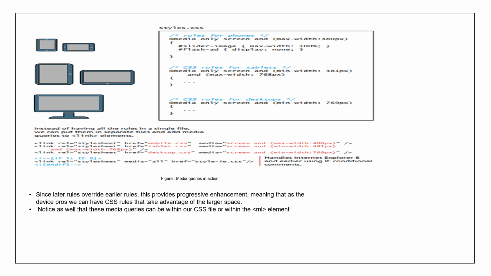The figure describes the media queries in action. Since later rules override earlier rules, this provides progressive enhancement, meaning that as the device grows, we can have CSS rules that take advantage of the larger space. Notice as well that these media queries can be within our CSS file or within the HTML element.